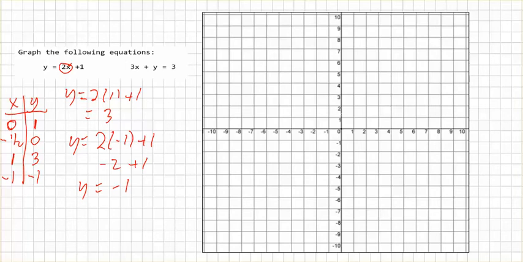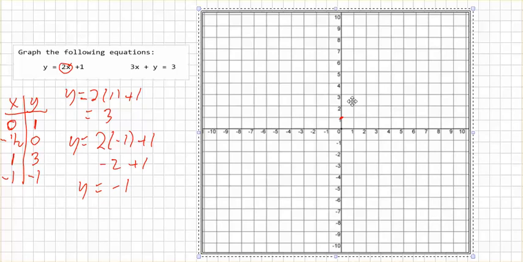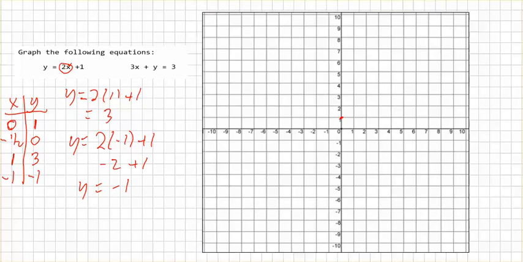So 0, 1, that's right here. We're not going to worry about trying to graph the minus 1/2, 0. So then we'll do 1, 3. So 1, 3, and then, lost my pointer. And then we'll do minus 1, minus 1. And then, unfortunately, I don't have a ruler here, a straight line, so I'm going to try to draw it nice and straight. And that's close enough.